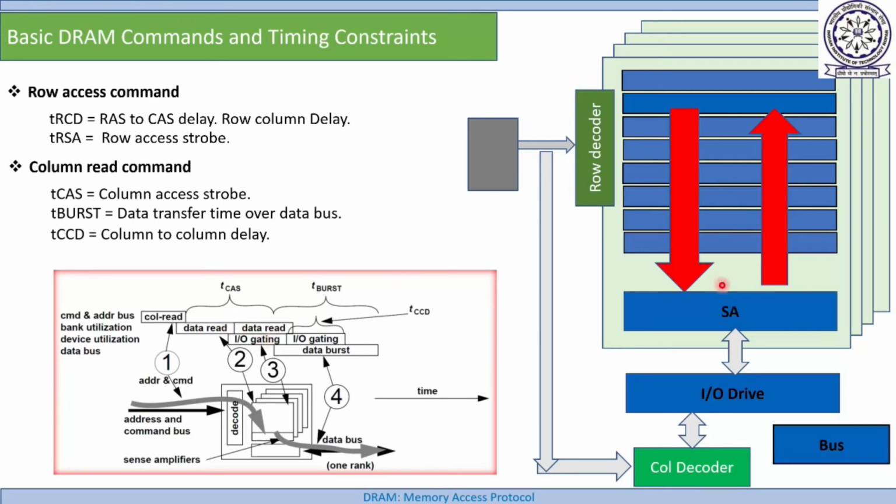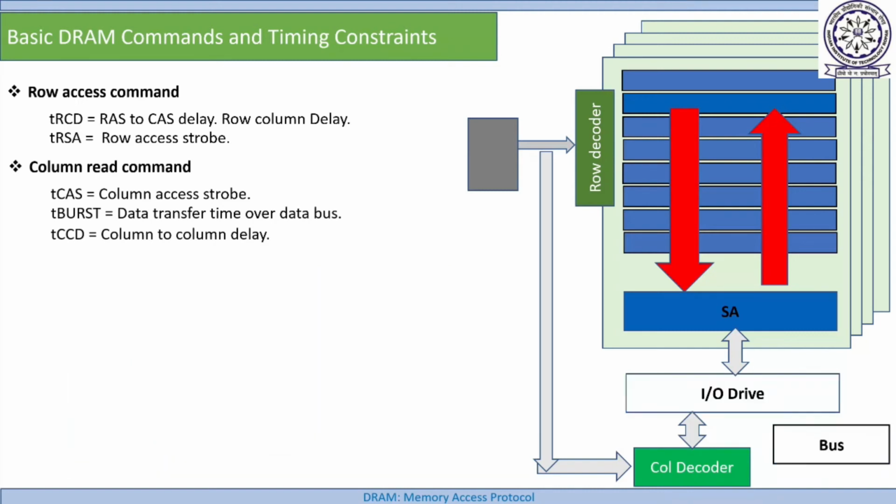Why? How is it working on bank utilization? Because the sense amplifier is a part of the bank. So moving data from the sense amplifier to this input output driver, it is using the bank also. So it is working in both the bank utilization part and the device utilization part. Working in this part is called device utilization. And once the data is available here, we need to send the data through the bus, so it is also using the data bus phase. So this particular command is working on all four phases that we discussed in our first slide.